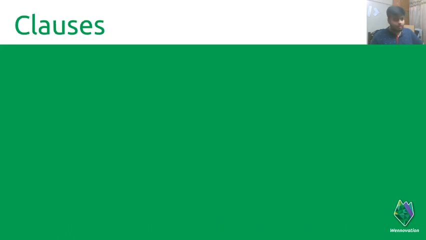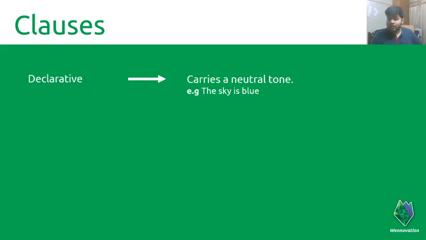And there are many types of clauses. The first type is the declarative clause, which means it carries a neutral tone. An example is the sky is blue. It doesn't actually describe any question. It doesn't give you any rules or instruction. It's just something that you hear and understand. It's just information, such as the sky is blue, right? And then you can think of any other example, such as the lemon is yellow.